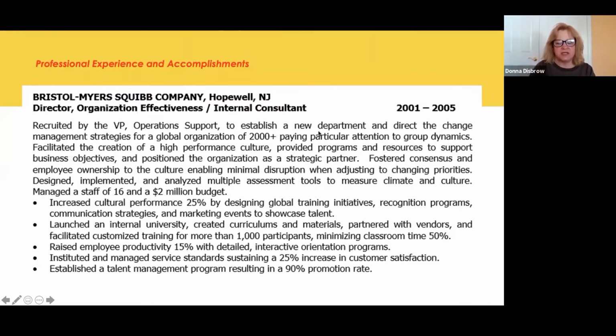Okay, so let me talk to you about something right here, because this is very important. As you see, this is how you format it, with the name of the company, your title, and the dates that you were there. And then there's a brief paragraph again about what it is you did and how you got into that job. It's sort of like a mini summary of this job in particular. Let me call your attention, though, to the bullets underneath, because the bullets really are those accomplishment statements that I talked about. So the second one: launched an internal university, created curriculums, partnered with vendors, and facilitated customized training for more than 1,000 participants, minimizing classroom time 50%.